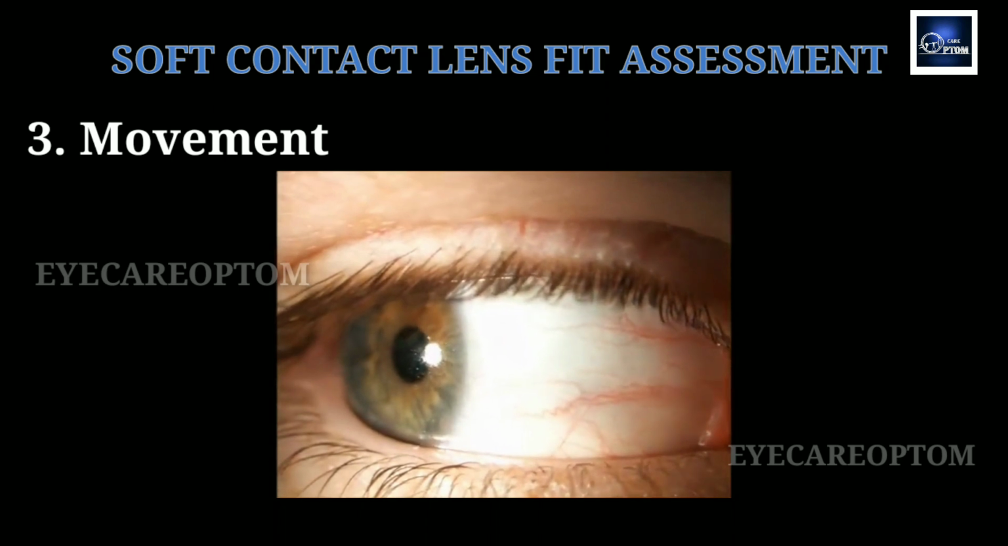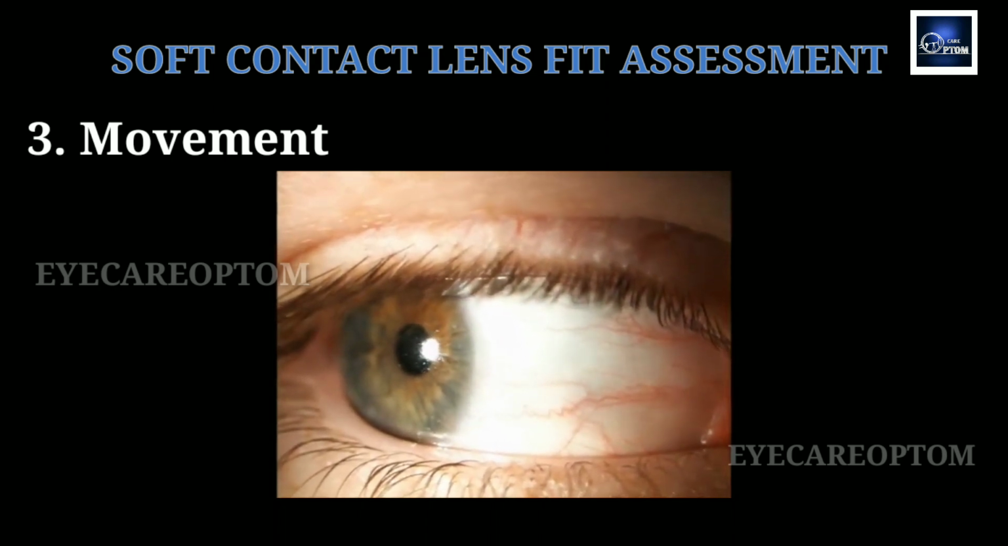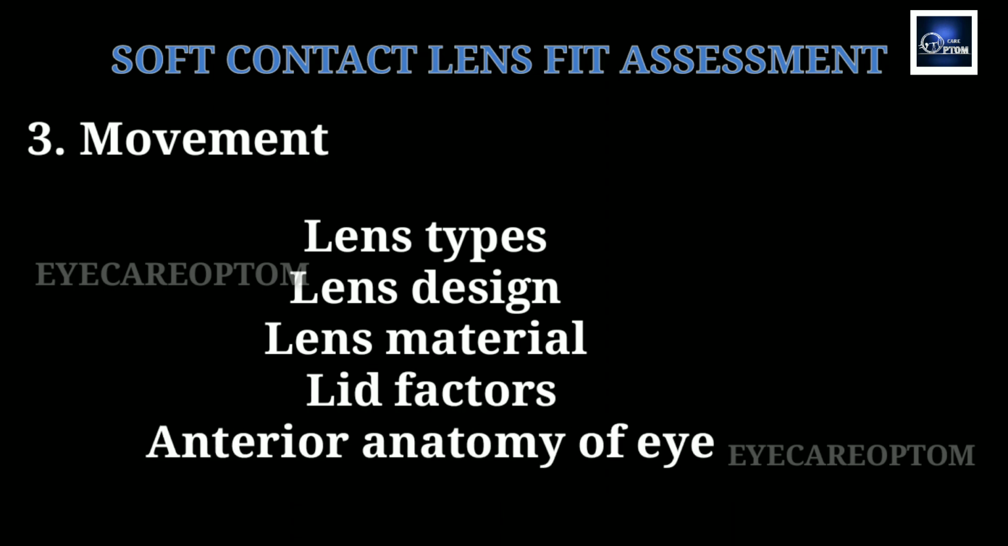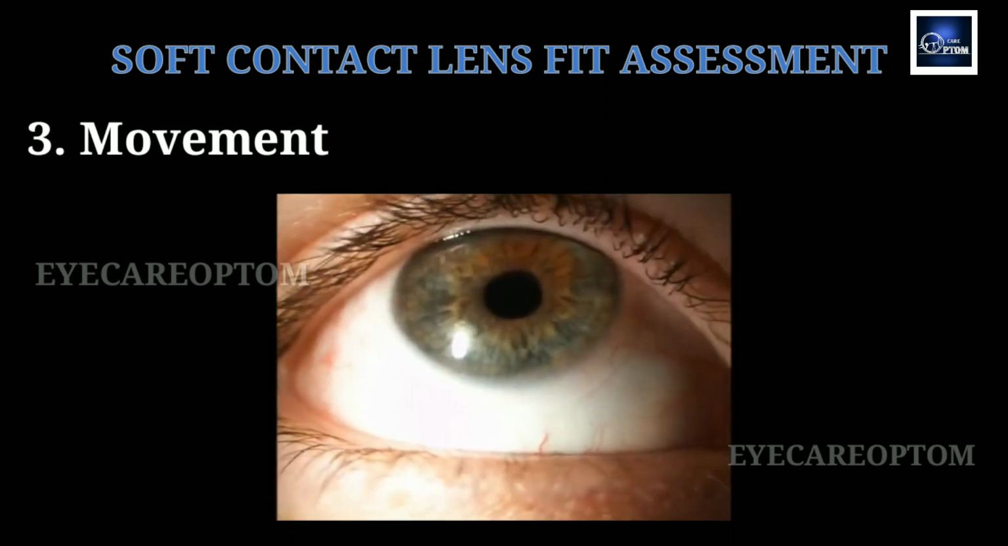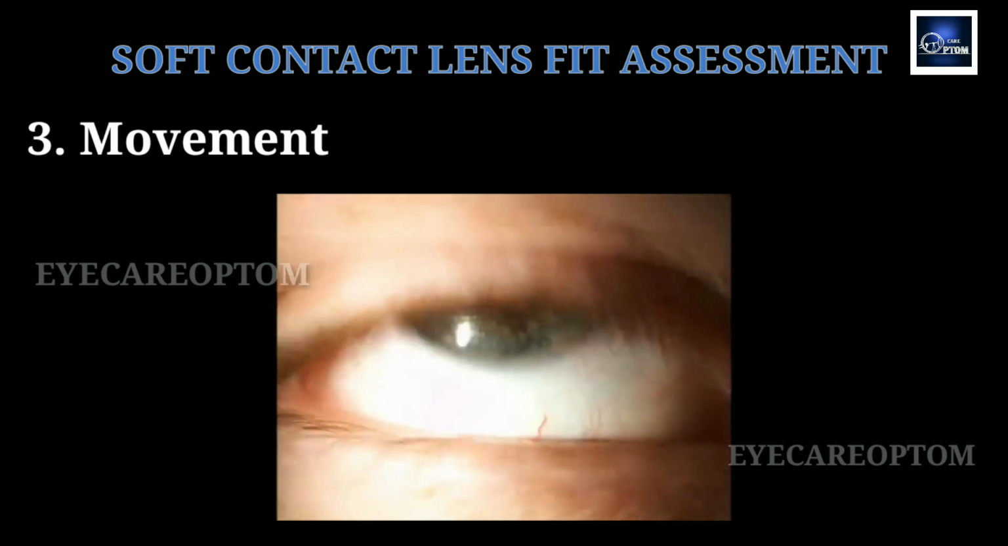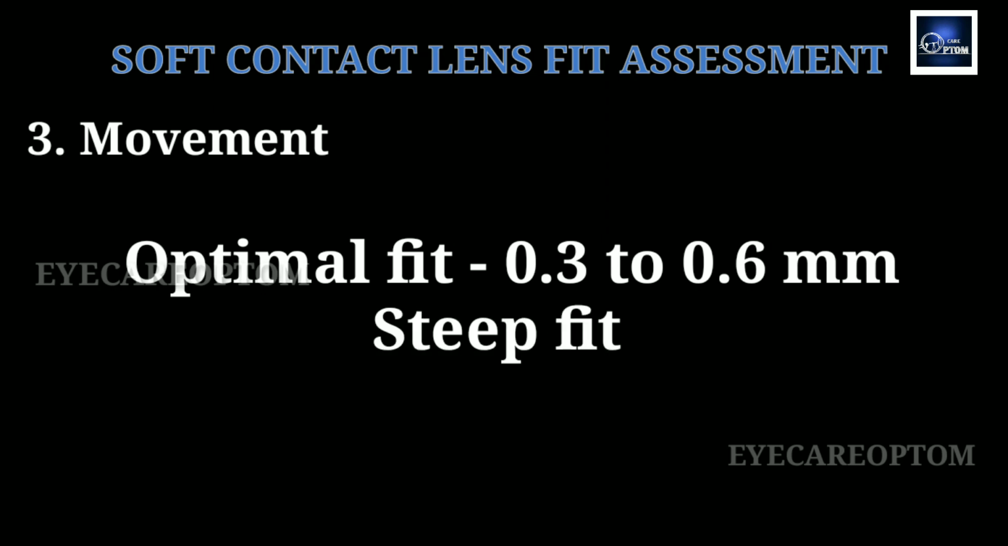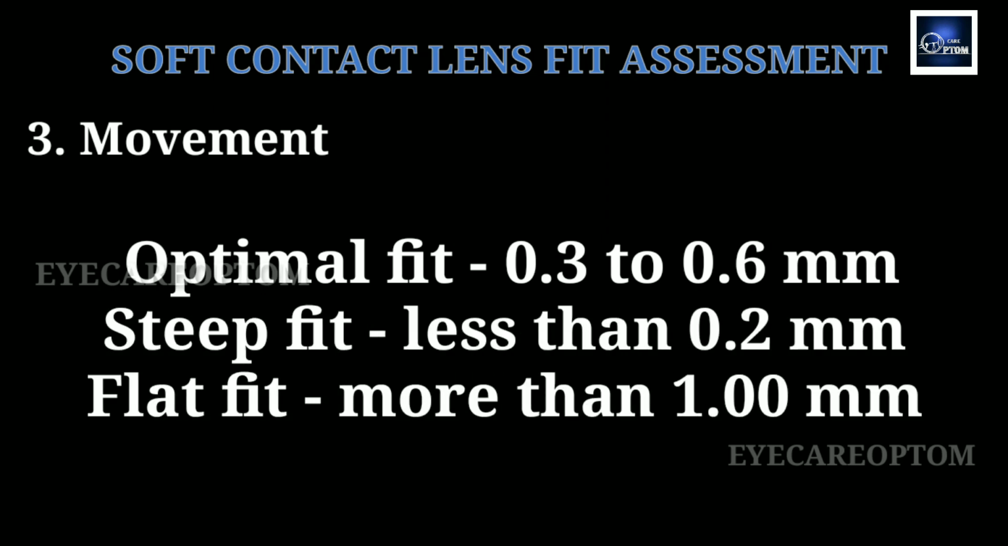Third one is movement. Movements are very important in tear exchanging. It depends on lens type, design, material, lid factors and anterior anatomy of eye. We usually see the movements vertically. In optimal fit, you will see 0.3 to 0.6 mm movement. In stiff fit, less than 0.2 mm. In flat fit, more than 1 mm.